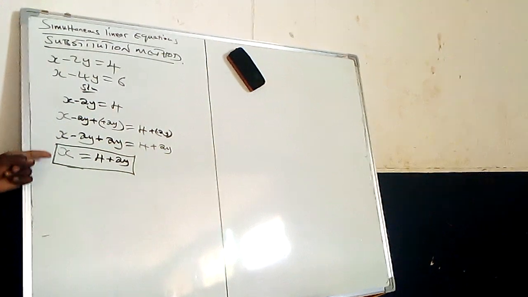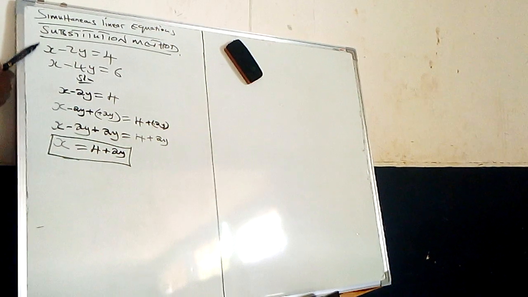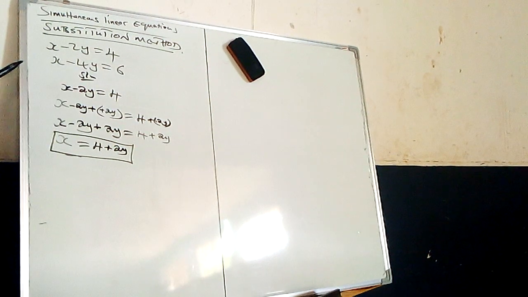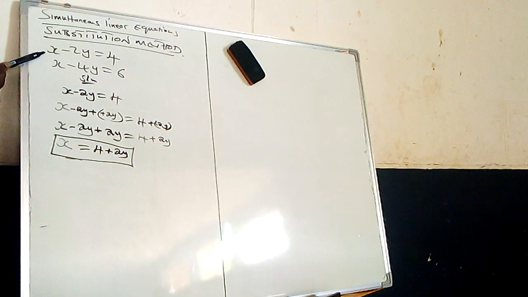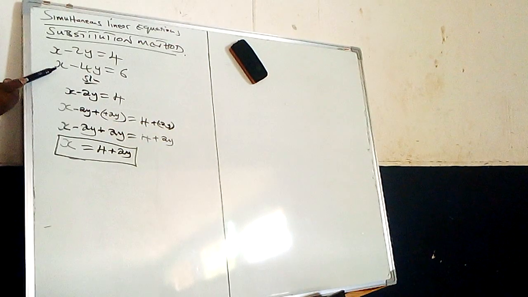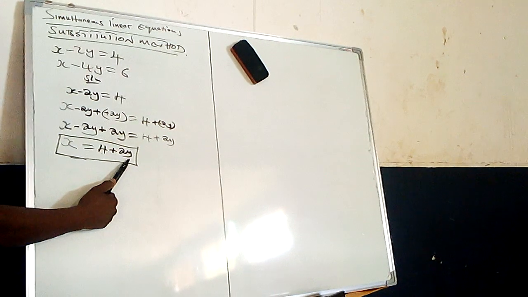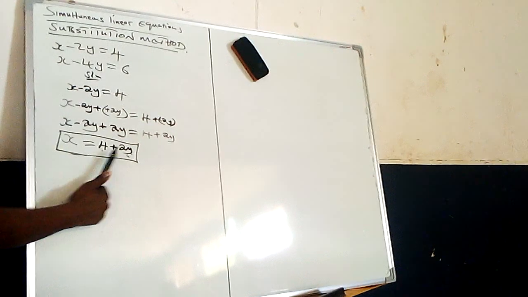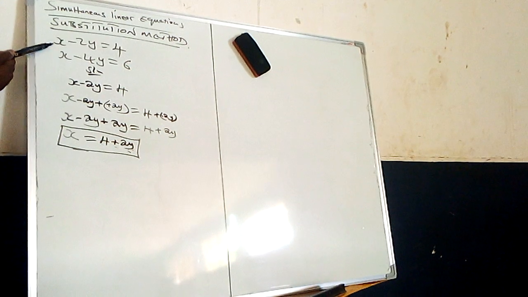Now that x has been made the subject of formula, what you do next is to go back to your two equations. Okay, now that we used the first equation to make x be the subject of formula, we'll change. We're going to pick the second equation, and in the second equation, where there is x, we'll put 4 plus 2y. Are you getting that? We'll substitute and put 4 plus 2y.